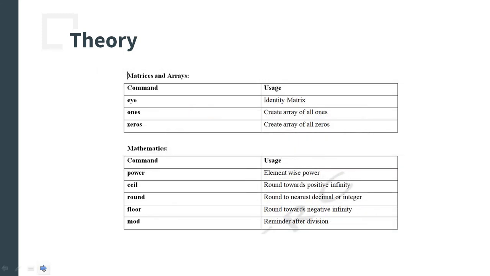Okay, then the other toolbox is matrices and arrays. Some examples are: eye to create an identity matrix, ones to create an array of all ones, zeros to create an array of all zeros. And in the mathematics toolbox we have power, whose usage is element-wise power; ceil, round towards positive infinity; round, round towards a decimal or integer; floor, round towards negative infinity; and mod, remainder after division.